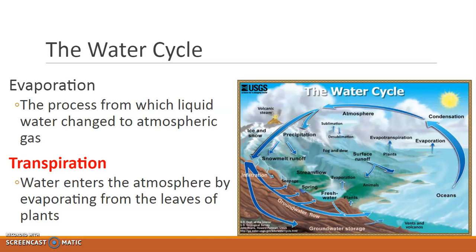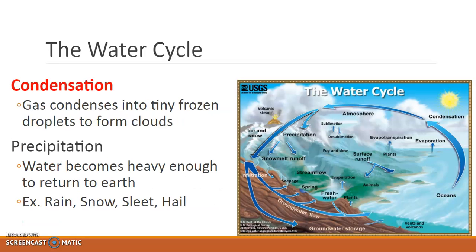So let's talk about the water cycle. There are four main steps of the water cycle. Evaporation and transpiration are the first two. So evaporation is when liquid water changes to atmospheric gas, usually heat's involved, turning water into gas. Transpiration is when water enters the atmosphere by evaporating from the leaves of plants. So plants take up water and then water evaporates off the bottom of their leaves.